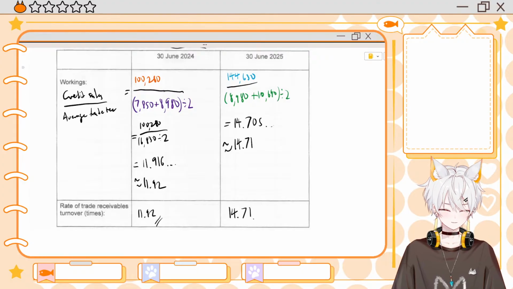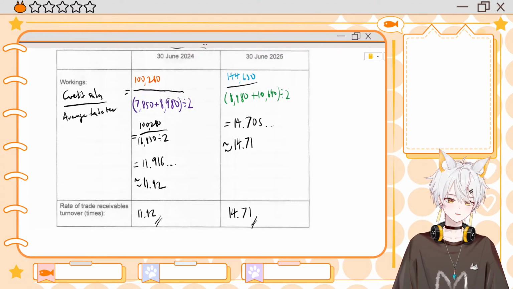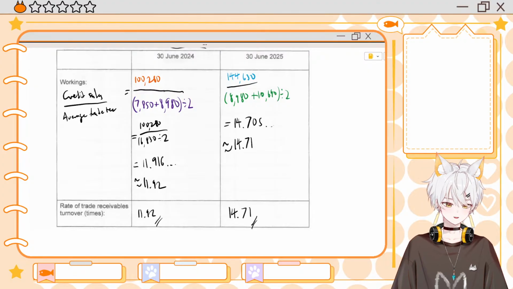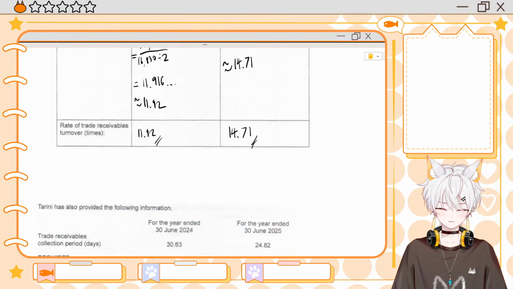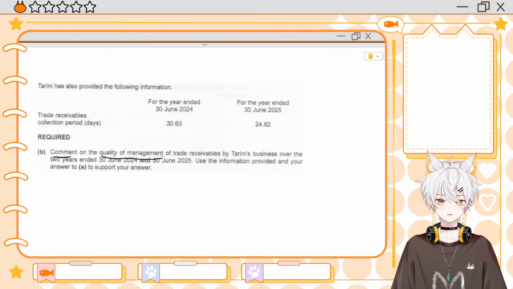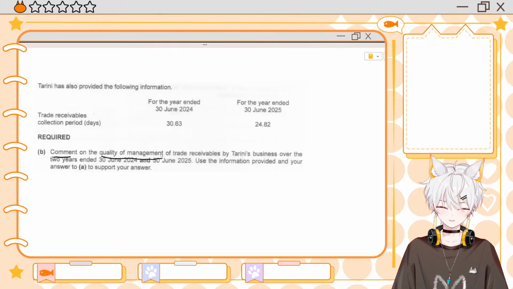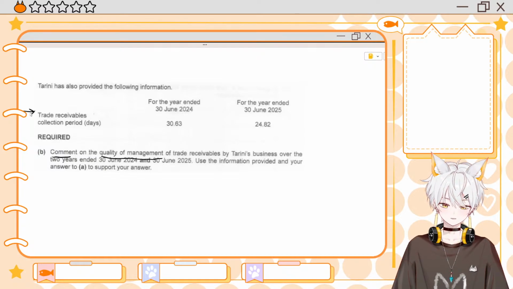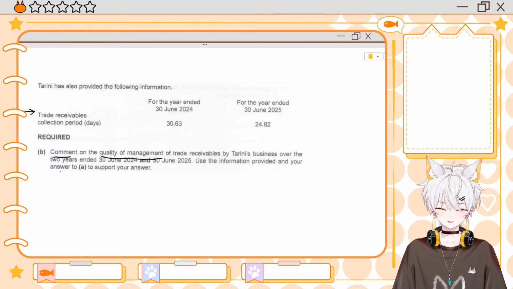So yeah, I think these are the two answers. Let me check. Hopefully I got them right here. Yep, okay. So that is the correct answer. So we can move on, right? Let's look at part B. So they want us to comment on the quality of management. So this is a bit of analysis, right? A little bit of thinking required of their trade receivables over the 2 years, right? And use the information provided, which is over here. I drew an arrow. Okay, you guys can see it. And also your answer in A.